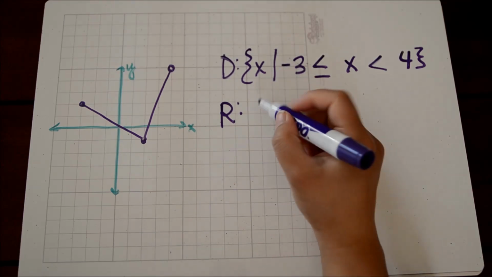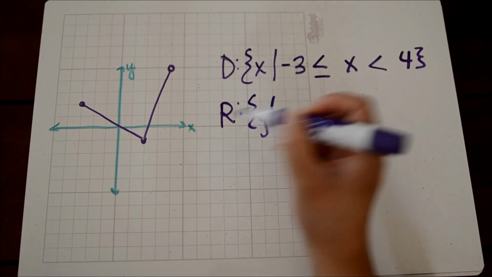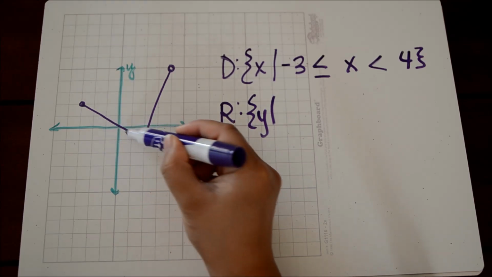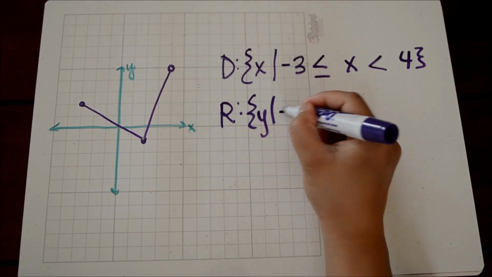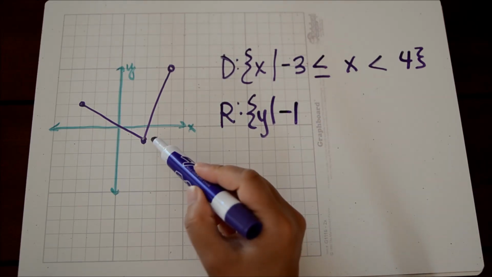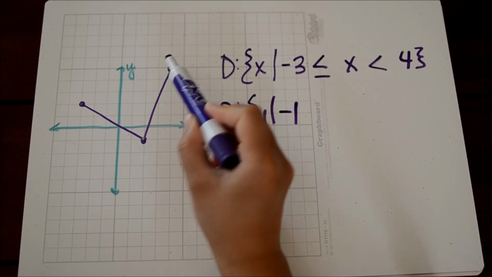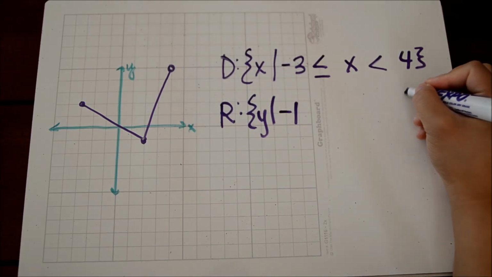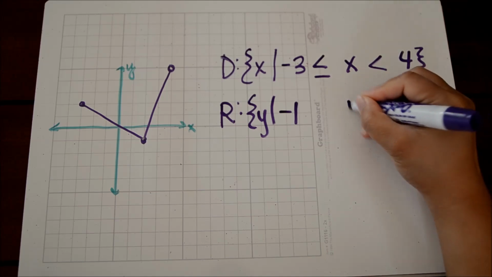For our range values, we're looking at the y values of this graph. The lowest y value is right here, and that's at negative 1. And our highest y value, again, it's not at this endpoint, it's over here, that is at positive 5. Y goes in the middle.